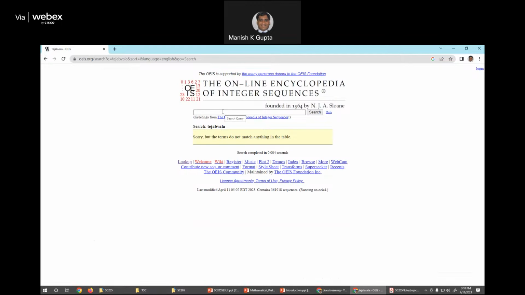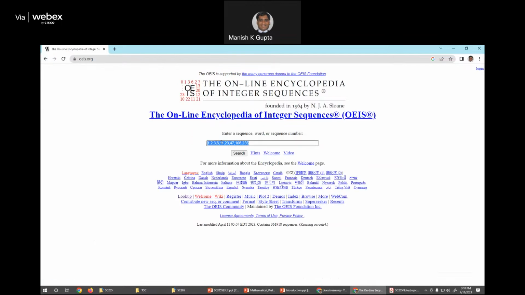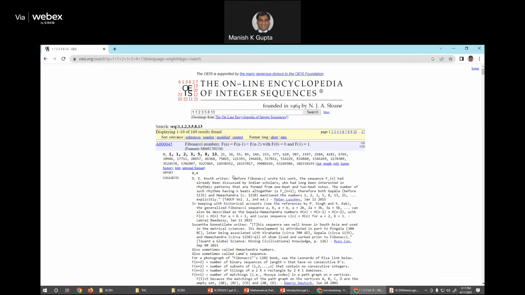So for example, if I look at 1, 1, 2, 3, next 5, then 8, 13, and you enter, you can find the formula also, right? So basically you just enter a few initial terms of the sequence and you can find the formula.